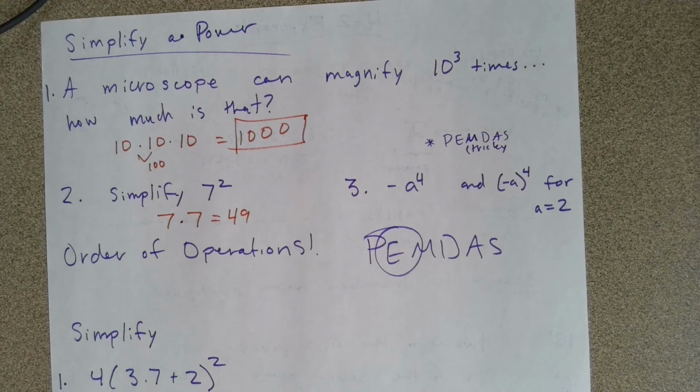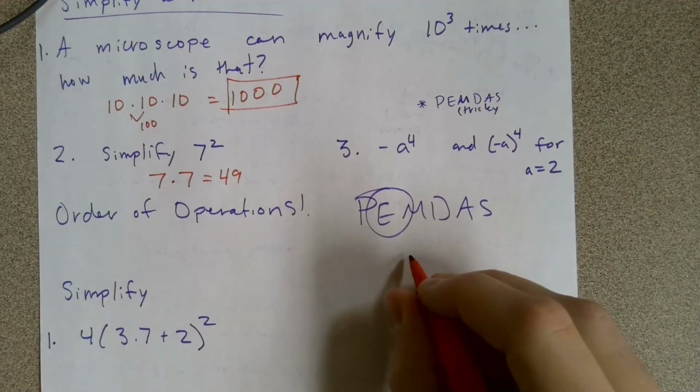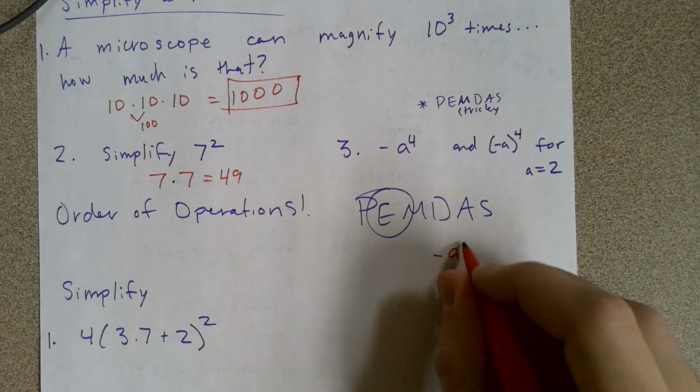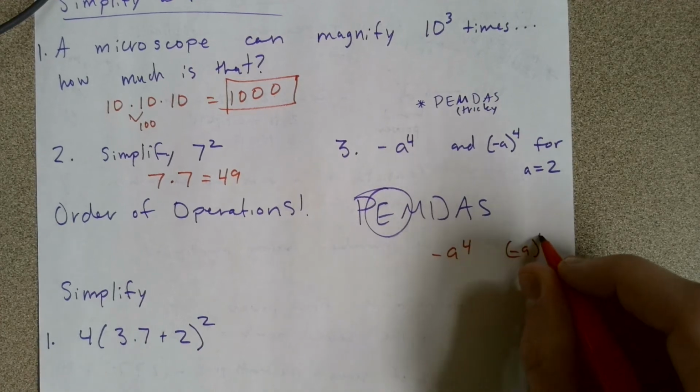Oh, here we go. Moment of truth. The PEMDAS is coming in. This problem is tricky right here. So they give us 2 different problems. They give us negative A, I'll write it down here actually, negative A to the fourth, and they give us negative A in parentheses to the fourth.